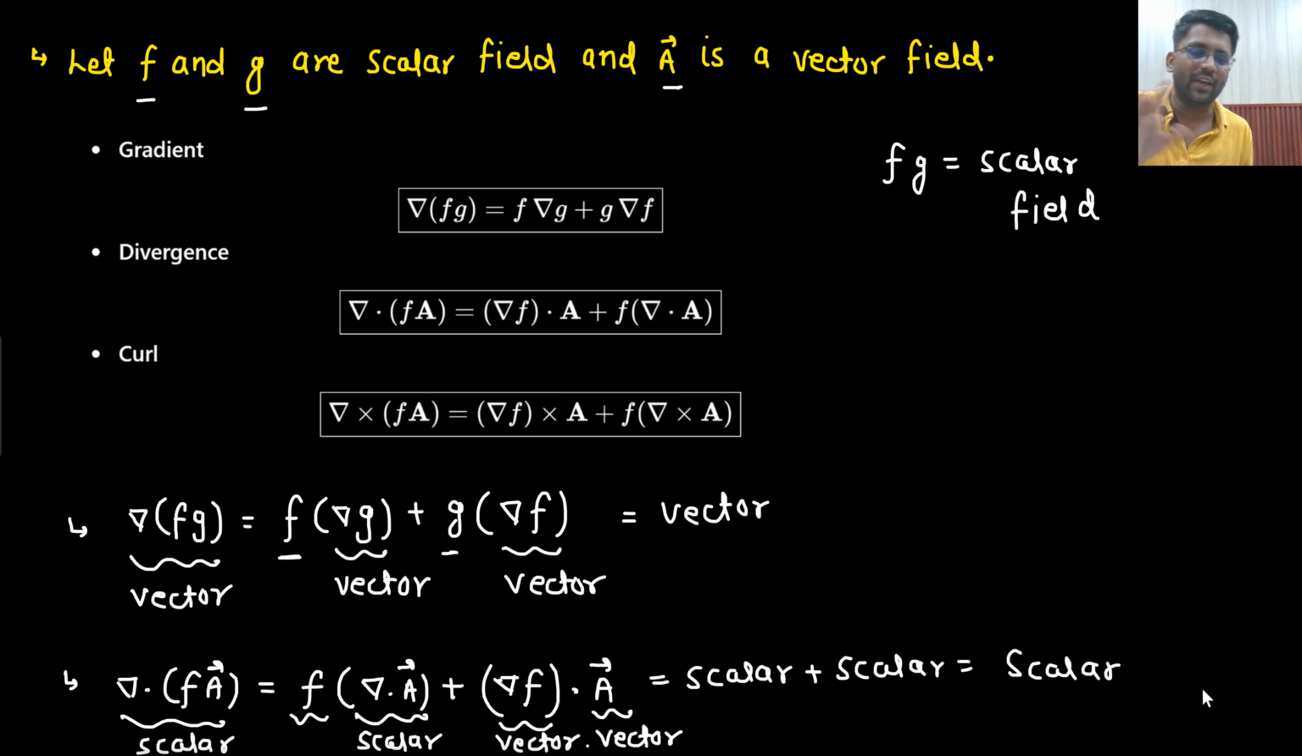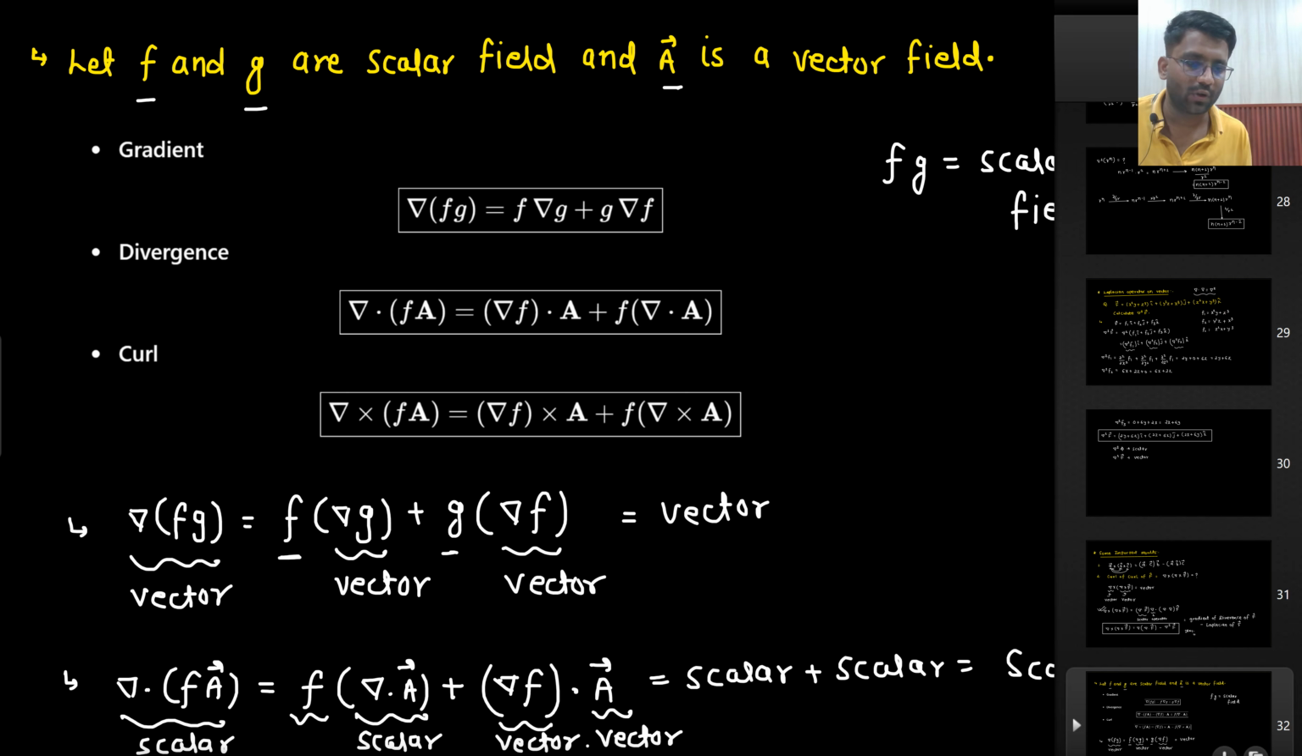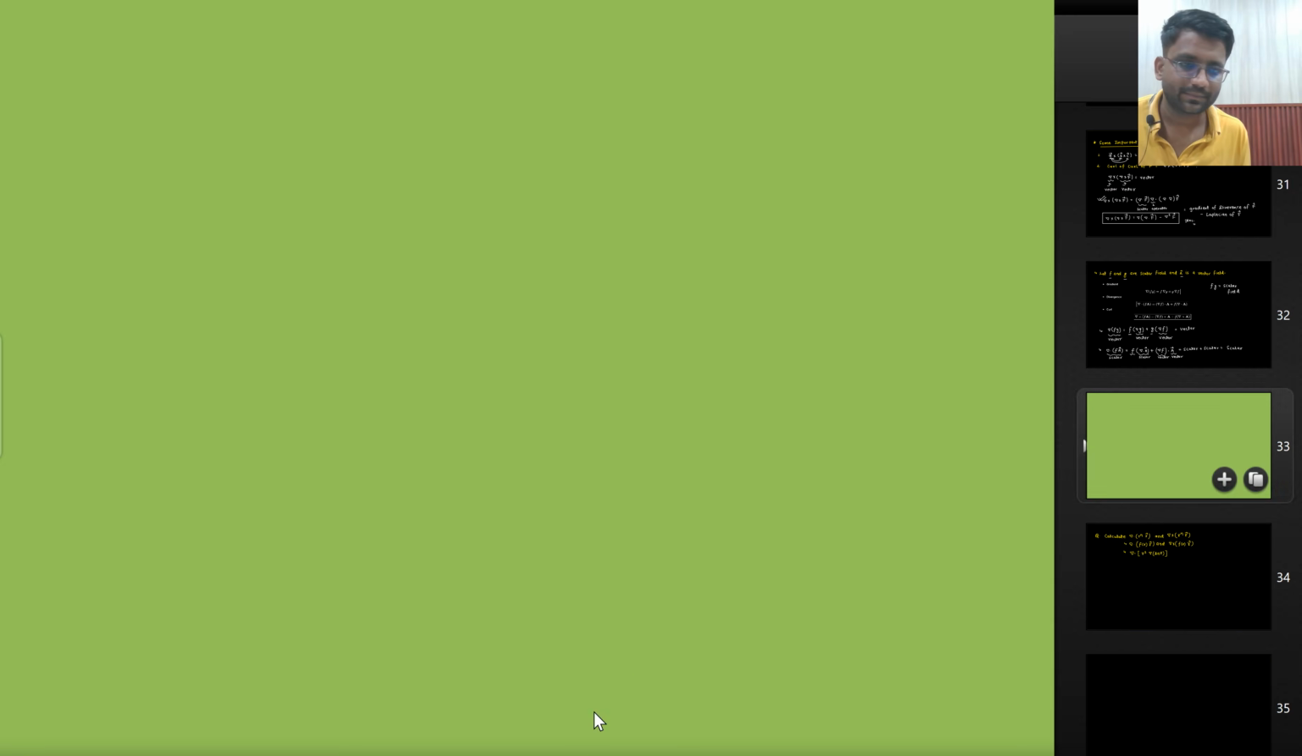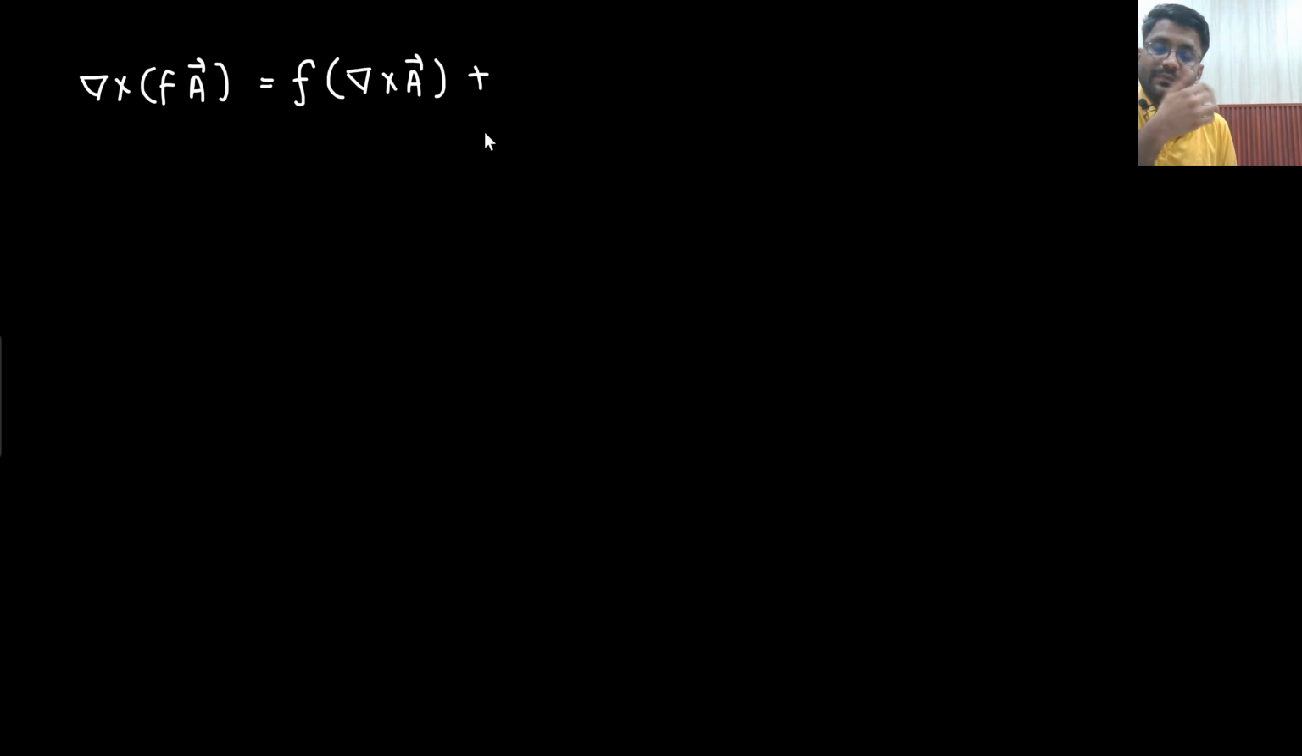Similar with del cross Fa as well. What will you do when you talk about del cross Fa? F A vector. What will I do? F you take outside. Then del cross A plus. Look, F you have taken outside and simply del is treating with A. Now what will del say? That I will treat with F.